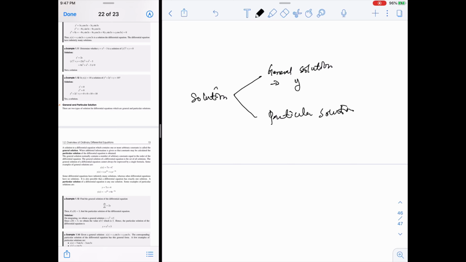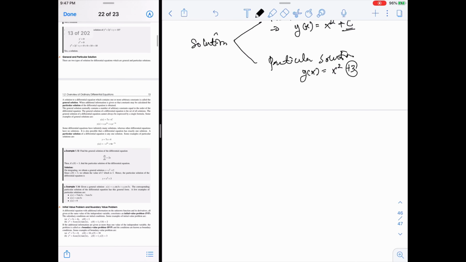For example, if you find the solution, you will get x squared plus c over here. We call this one an unknown constant. However, if you apply some conditions, you will have, for example, c is equal to 3. So this one we call a particular solution.